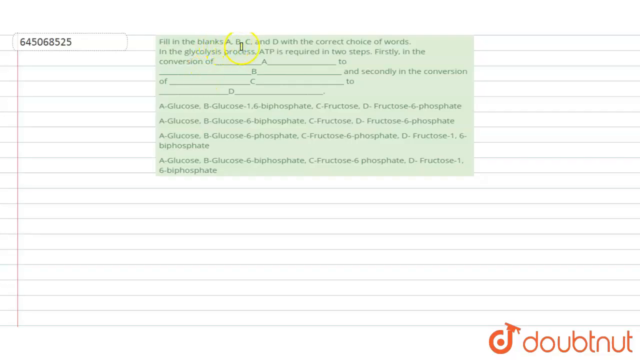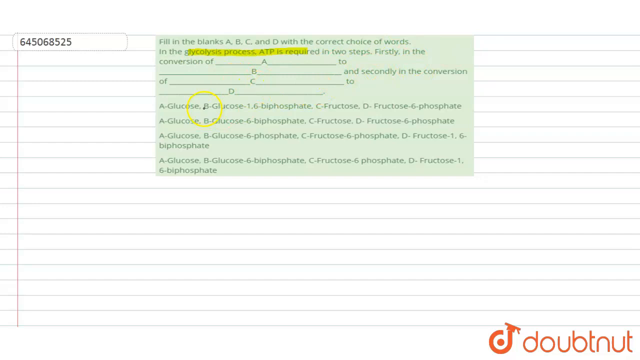Hello students, have a look at the question. Question is fill in the blanks A, B, C and D with respect to correct choice of words. In glycolysis process, ATP is required in two steps. Firstly, in the conversion of blank to blank, and secondly in the conversion of blank to blank.